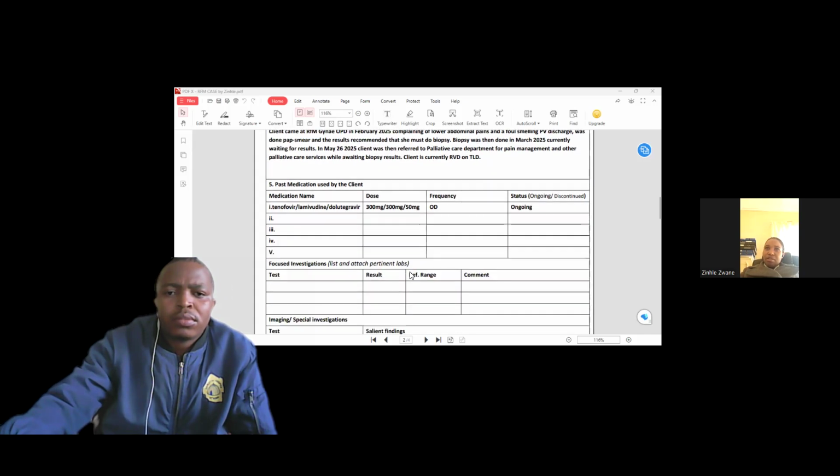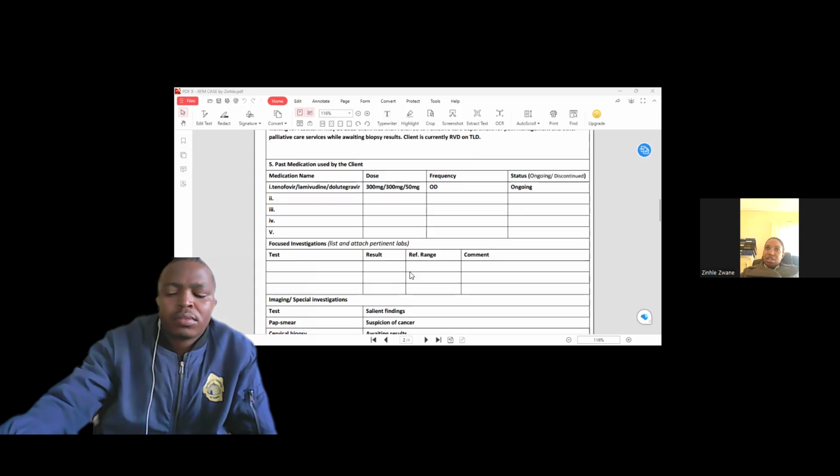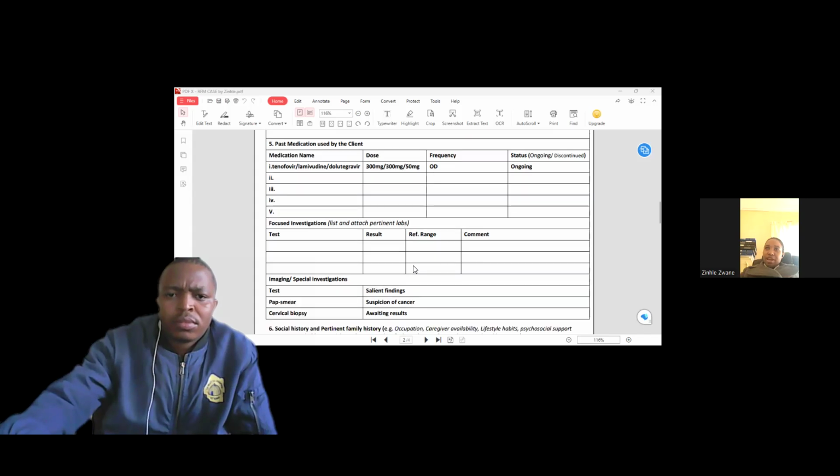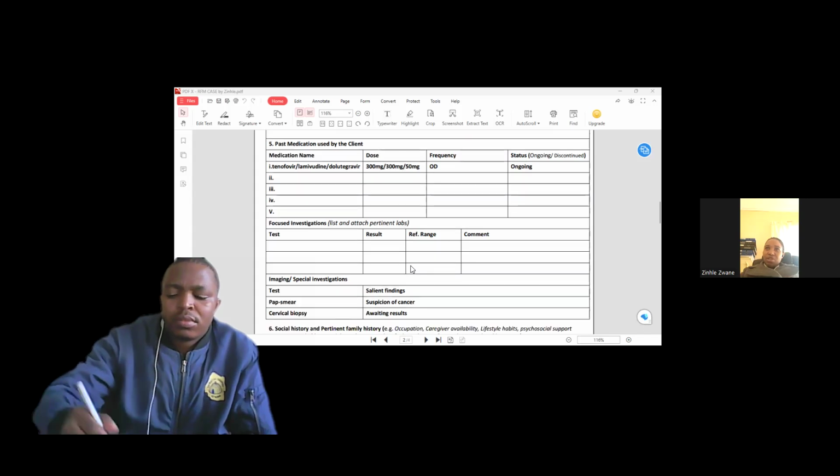And the special investigations that were done was the pap smear. The findings of the pap smear were suspicion of cancer. Then she had a biopsy done and was awaiting results at that moment.